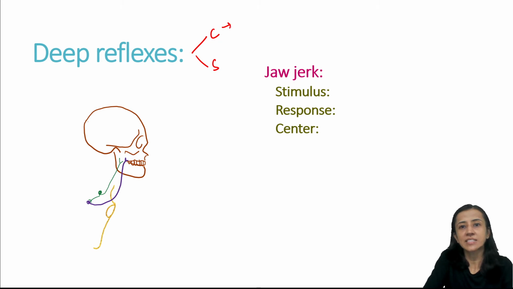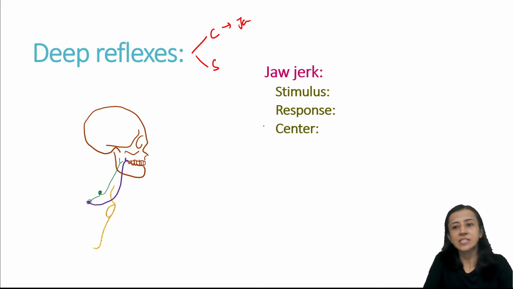Deep cranial reflex, that is jaw jerk. The stimulus is to ask the subject to slightly open the mouth, and you give a stroke on the middle of the chin. The response would be closure of the mouth. Afferent fibers are by the fifth cranial nerve, efferent is also by the fifth, and the center is in the pons.